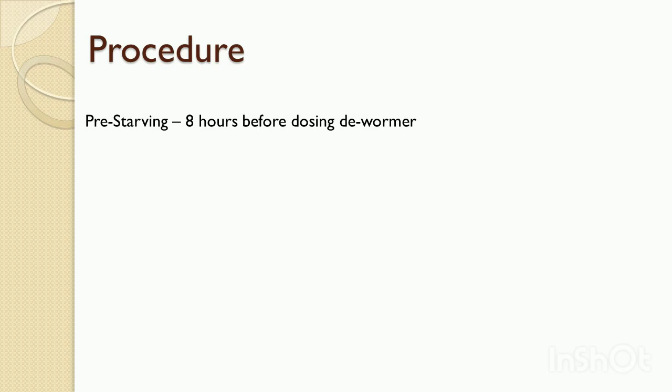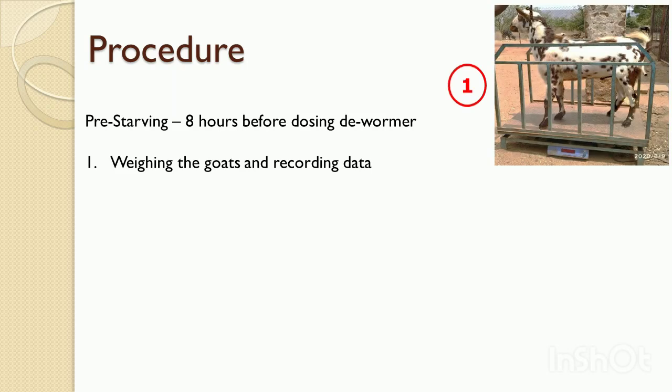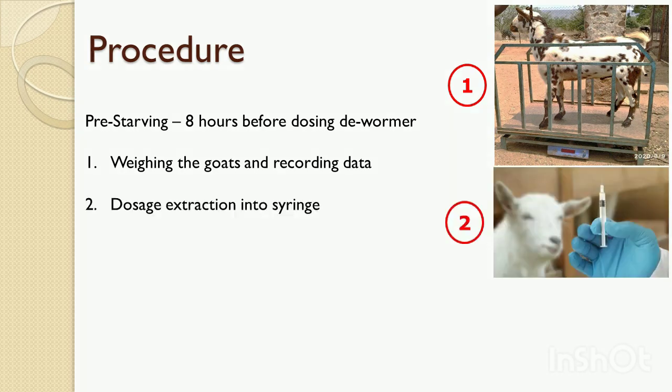The first step in deworming is weighing a goat and recording the data. Weighing is important because that will decide how much quantity of dewormer is to be administered. And the second step here is dosage extraction into a syringe. The checkpoints here which are to be taken care of: the syringe which you select should be a new one. The measuring indication should be very clear on that, so that the dosage when you extract is exact as per requirement.